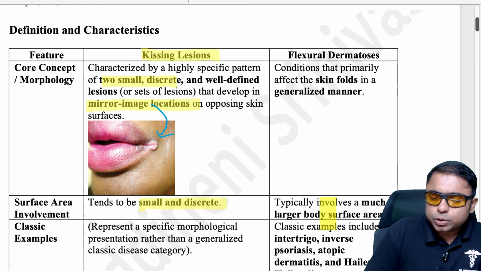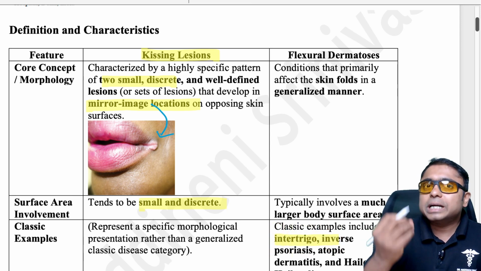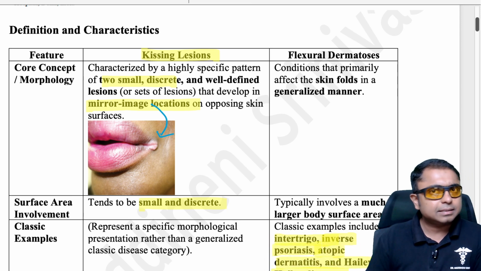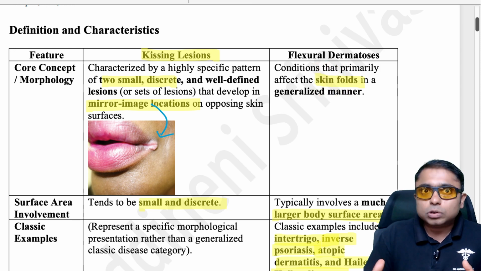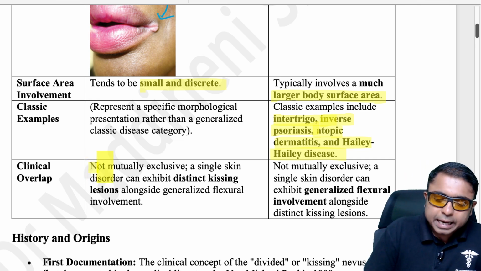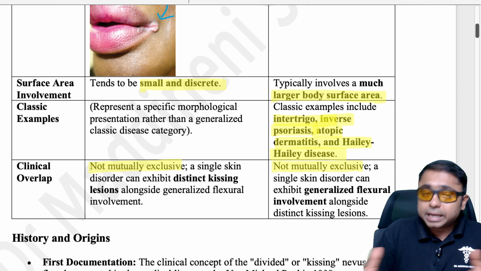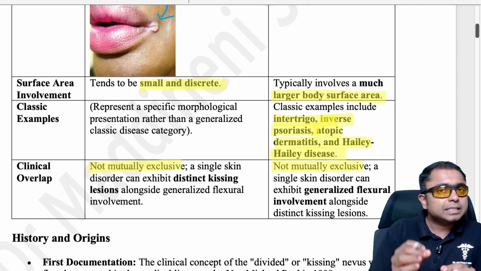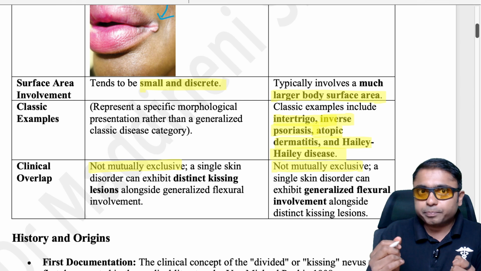Whereas flexural dermatoses are usually disorders having lesions predominantly in the flexural areas, for example inverse psoriasis, intertrigo, atopic dermatitis and Hailey-Hailey disease. Remember that a larger body surface area is affected in the skin folds. Also remember that kissing lesions and flexural dermatosis are not mutually exclusive. One condition may predominantly involve the flexural area, and flexural dermatosis may also have lesions that are precisely opposing, so they can also be described as kissing lesions.